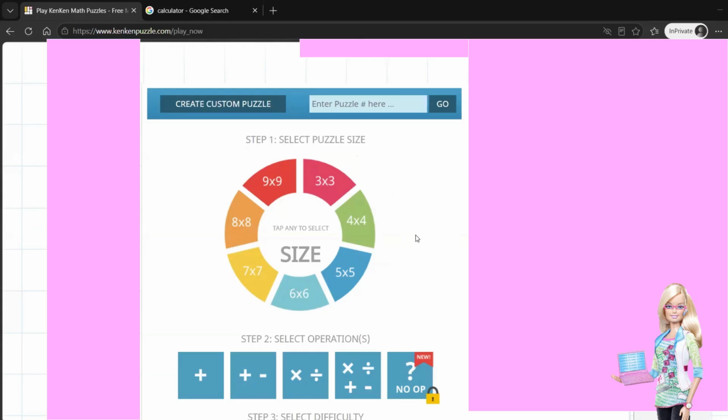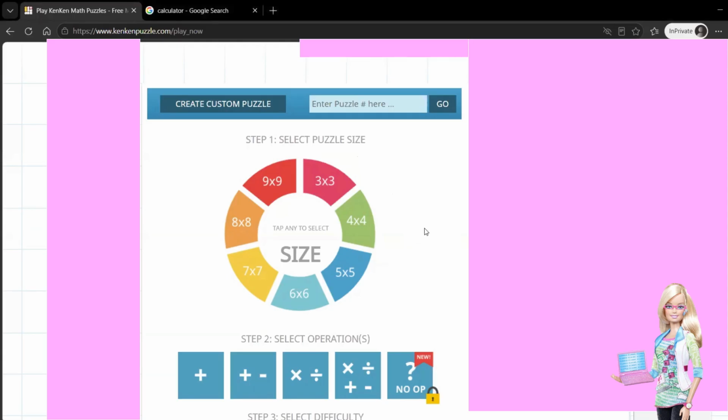Today, we are just going to have a relaxing time of doing KenKen puzzles. So, for those of you who haven't played them before, you're about to see it. It's kind of like Sudoku. It's basically a square, and I'm going to do 9 by 9.